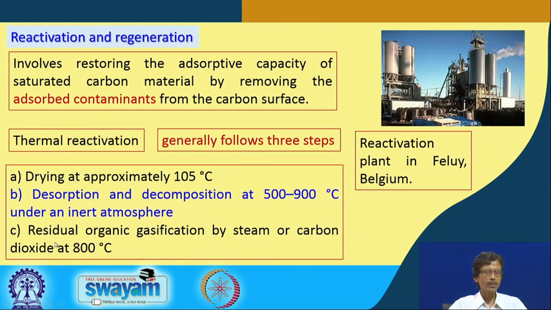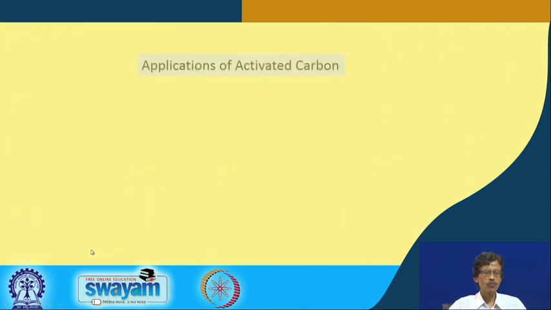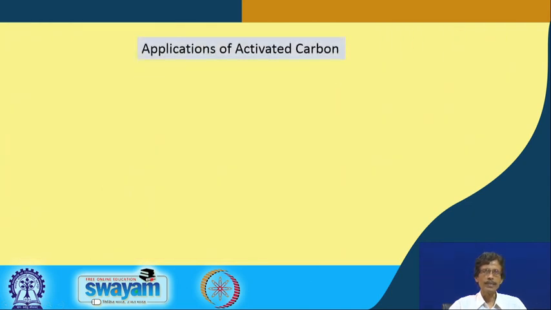Then the third process is residual gasification by steam or carbon dioxide at 800 degrees centigrade. Residual organic gasification we can do by simply passing steam and carbon dioxide at a higher temperature of 800 degrees centigrade, when the adsorbed molecule can be pushed out from the surface of the activated carbon. So, these techniques are very useful for the regeneration of this activated carbon.